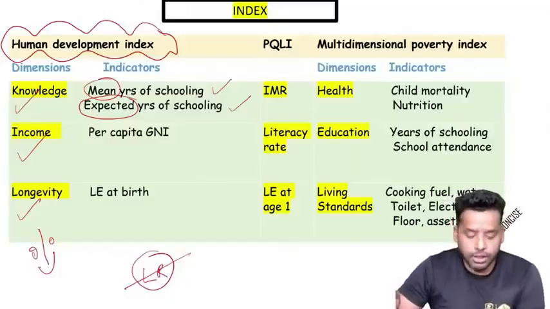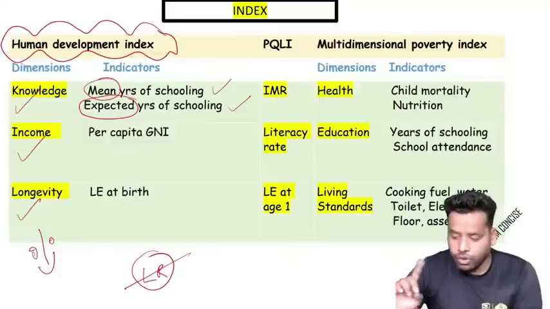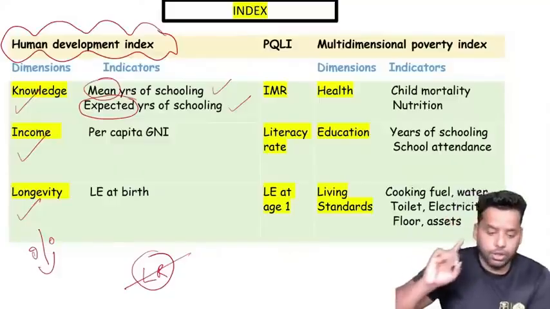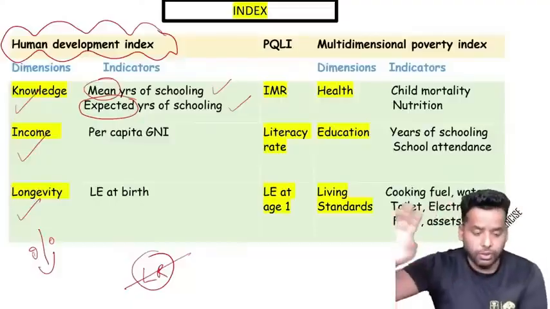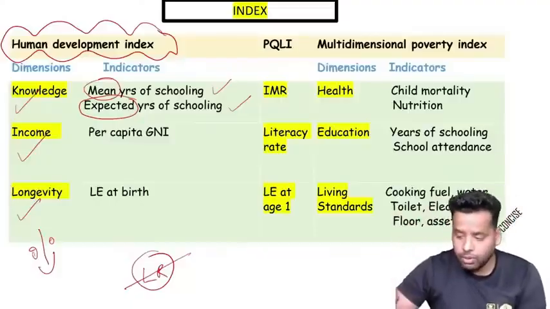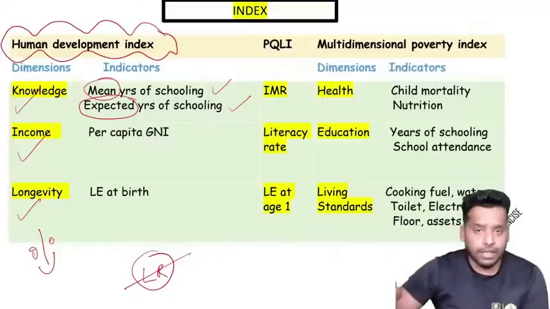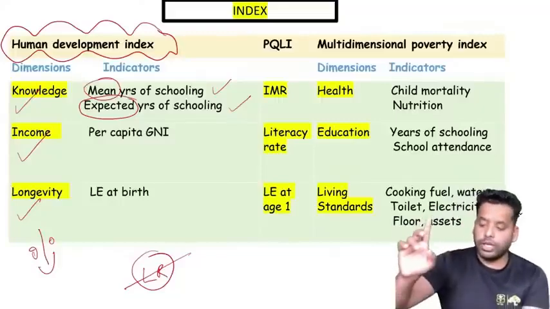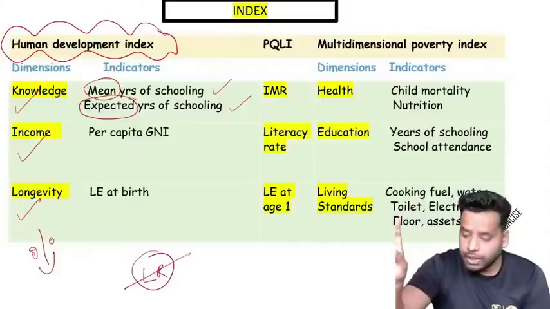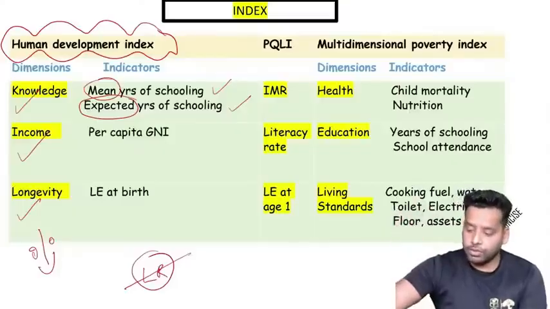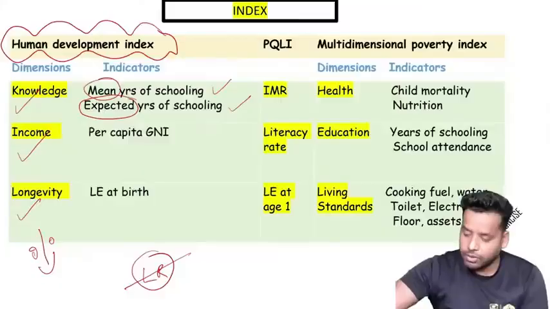Literacy rate is considered true or false? False statement. Literacy rate is not included. Long back before 2010, literacy rate was included. Now we are not having literacy rate. What are the two indicators? Mean years of schooling and expected years of schooling.